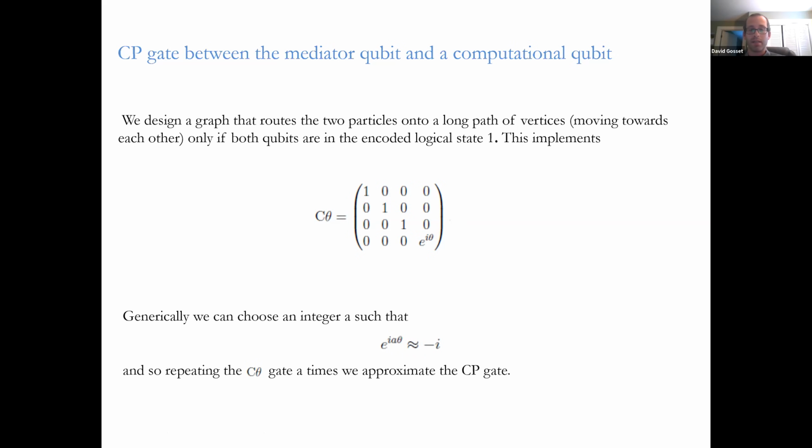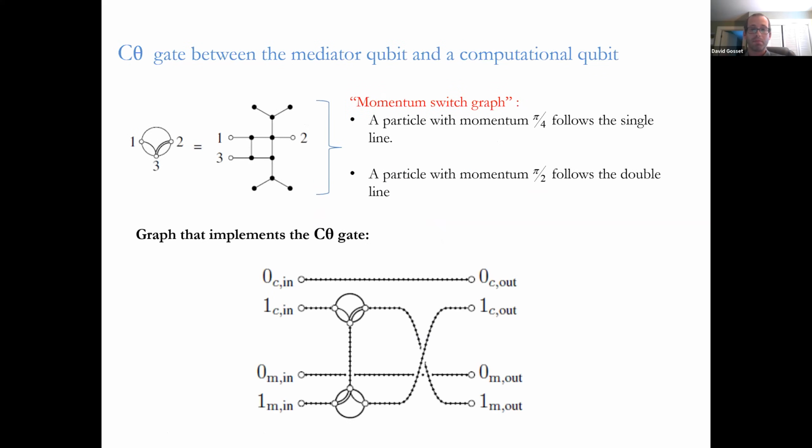Okay, and then this C theta gate, you can choose an integer so that it approximates the CP gate that we want. And how we do that is using another gadget. There's this whole cartoon picture that shows it. This gadget routes these particles according to their momenta, and you can understand, based on the encoded input states, that they only get routed onto this very long path in the middle if they're both in the encoded state 1.